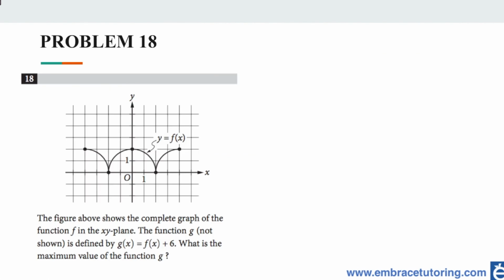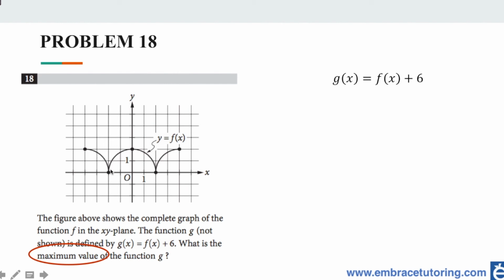Okay. Problem number 18. The figure above shows the complete graph of the function f in the xy plane. The function g, not shown, is defined by g of x equals f of x plus 6. What is the maximum value of g? So the maximum value of g, meaning what is the greatest possible value that g could be? And in order for this to be the greatest possible value g can be, you need to figure out what is the greatest possible value of f of x going to be.